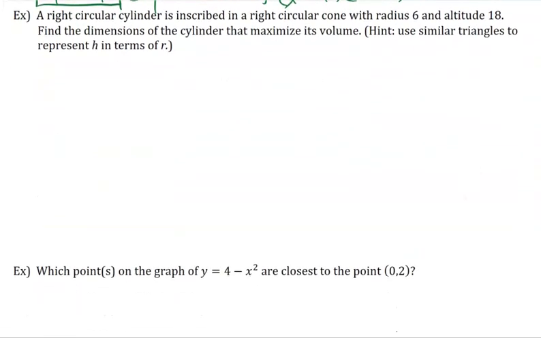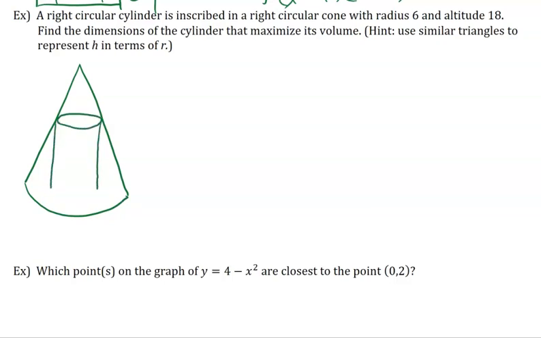Okay, next problem. A right circular cylinder is inscribed in a right circular cone with a radius of 6 and an altitude of 18. No units here, so I don't need a unit on my answer. I'm looking for the dimensions of the cylinder that maximize its volume. Okay, so let's try and draw this. I'm going to start with my cone, and then I'm going to put a cylinder inside it.